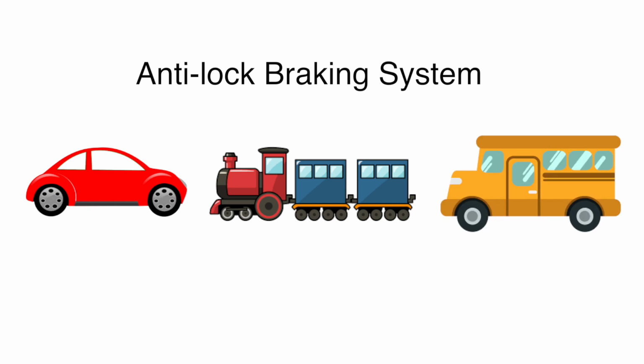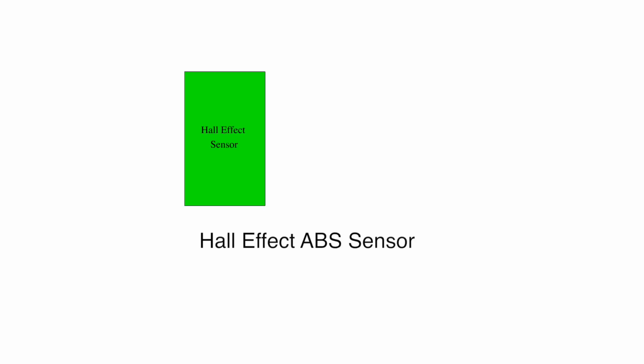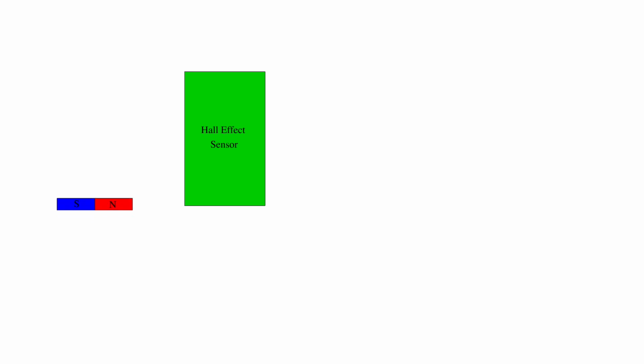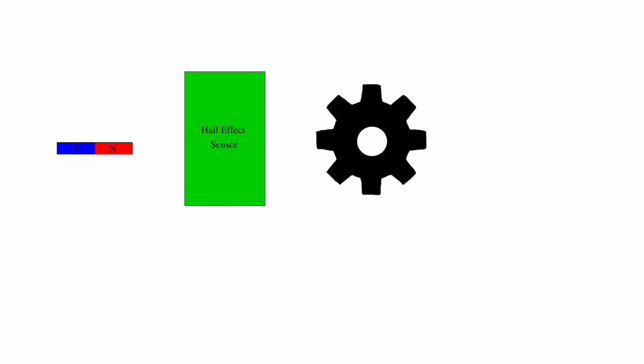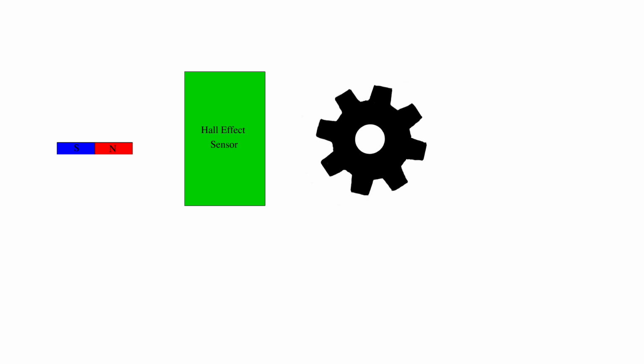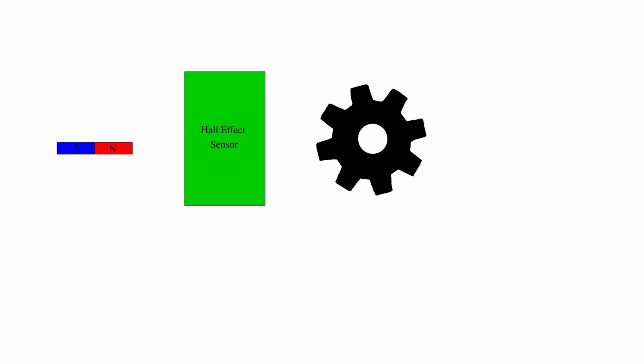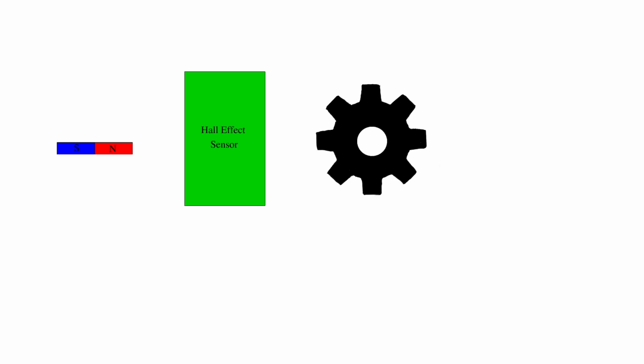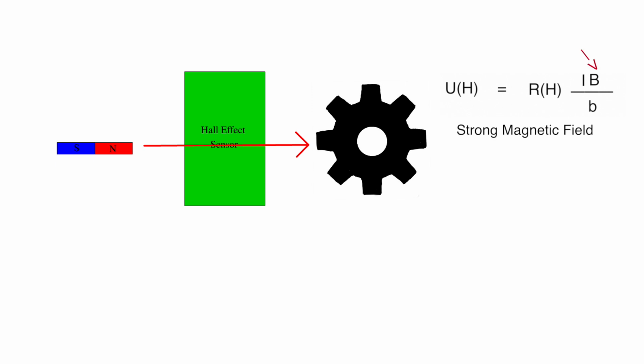It functions using the Hall effect. Hall effect ABS sensor: a magnet is placed on the left of the Hall effect sensor, and a toothed wheel is placed on the right of the sensor. As the wheel is rotating, if one of the small metal strips, the teeth, is facing the sensor, the magnet will magnetize the metal strip, and the magnetic field at the center of this sensor will become very strong. Using the formula, we know that the strong magnetic field would result in a high voltage.